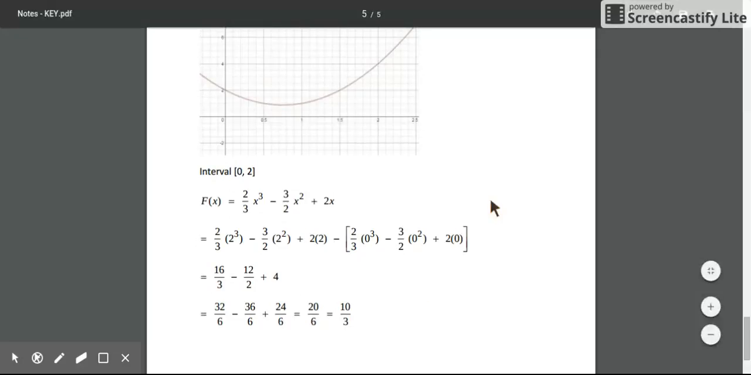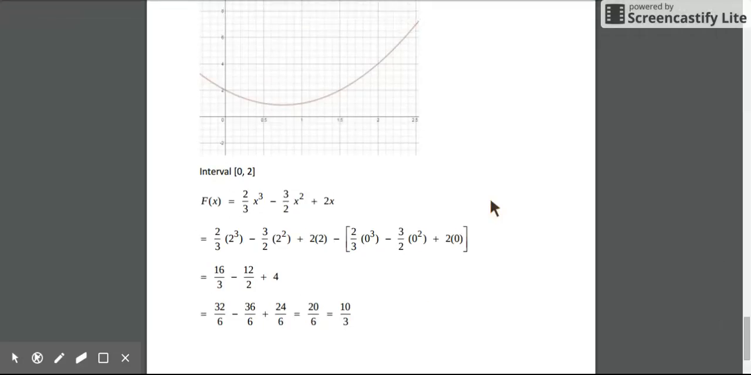So there's an introduction to the definite integral. Make sure you understand how to evaluate it and what it represents.